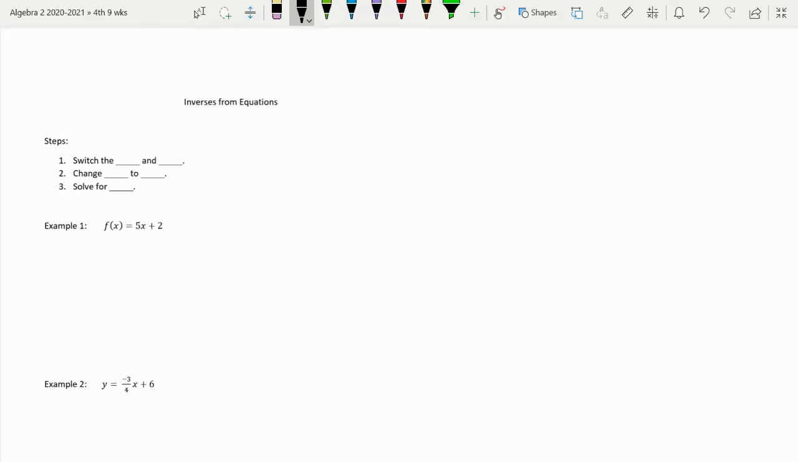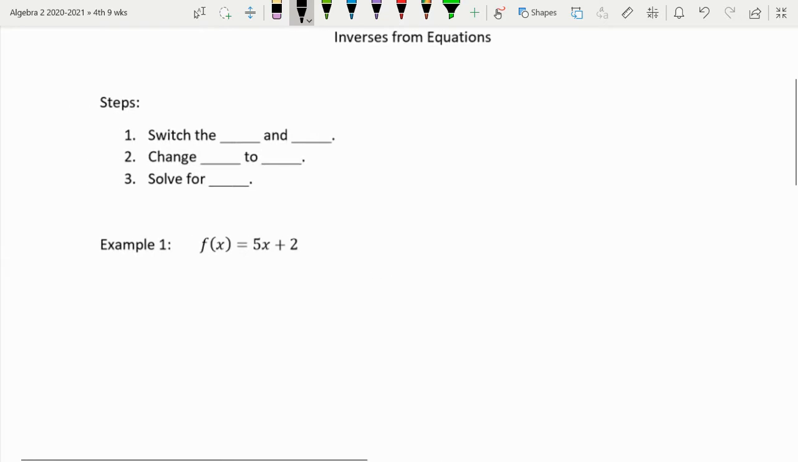Okay, class, today we're going to learn how to take an equation and find its inverse. With tables and ordered pairs, all you got to do is real simple stuff: switch them around. So we do have a switch going on here, but we're going to have to do a little bit of solving as well. So we got three steps here, okay?